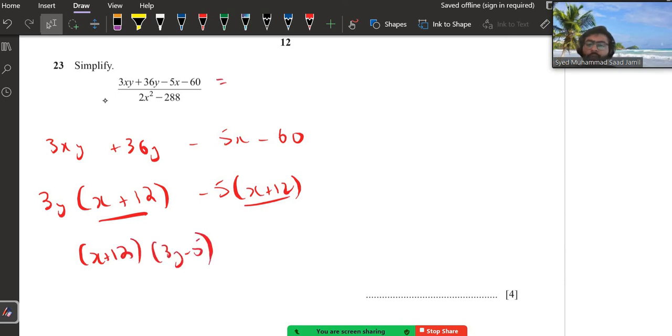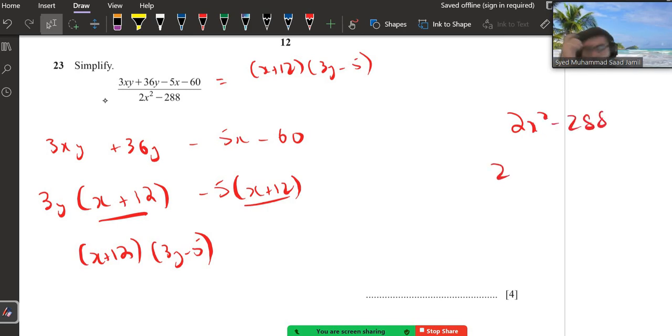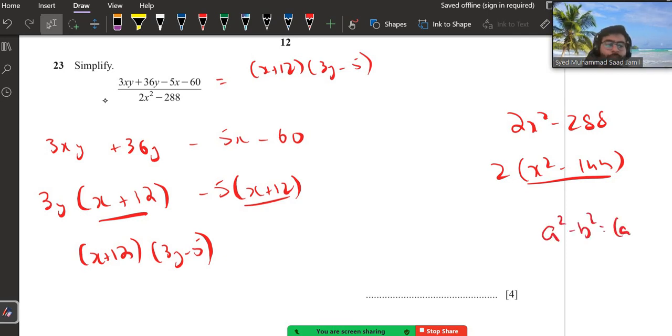So this is what the upper expression is equal to, x plus 12, 3y minus 5. Now 2x square minus 288, take 2 as common, it will become x square minus 144. Okay, x square minus, this is an identity. Which identity? a square minus b square is equal to a plus b and a minus b.